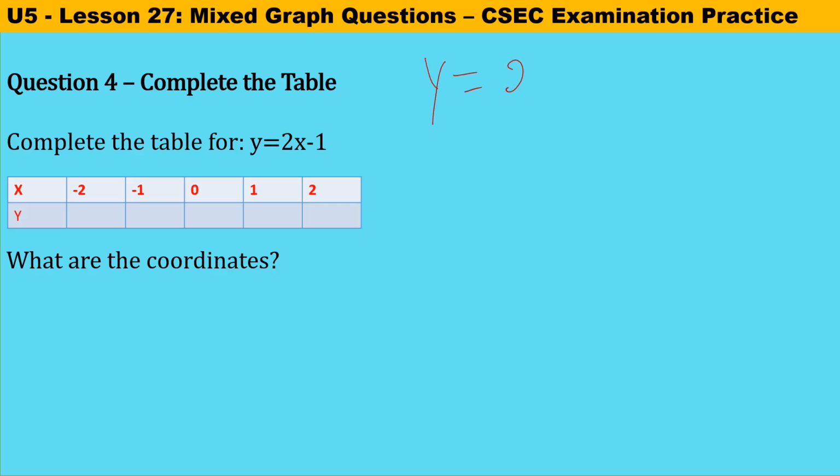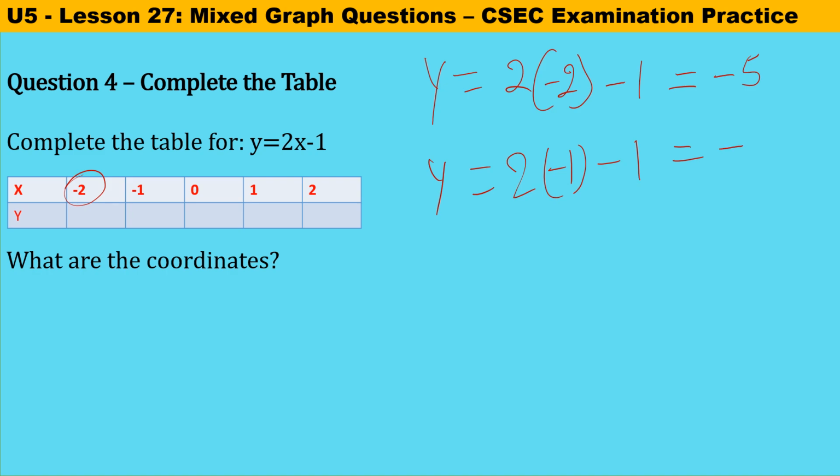y equals 2x minus 1, and we are starting with x as negative 2. So 2 times negative 2 is negative 4, minus 1, and that gives us negative 5. If you are having issues with your operations, you need to let me know and I will clarify that for you. Moving on to our second value for x: when x is negative 1, 2 times negative 1 is negative 2, minus 1, that gives you negative 3.